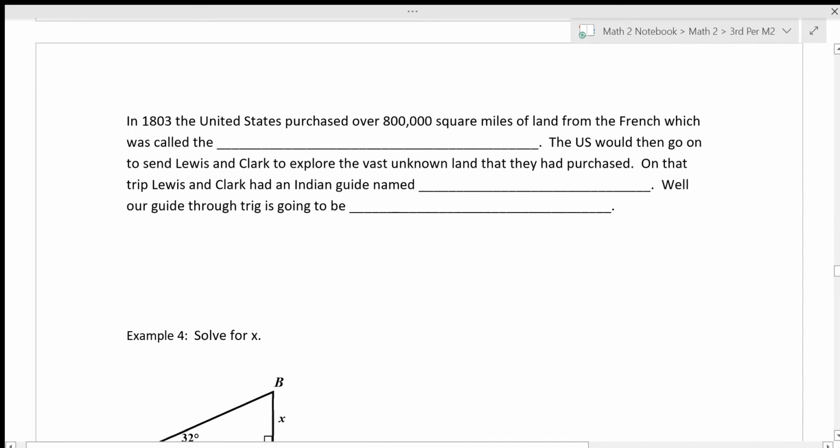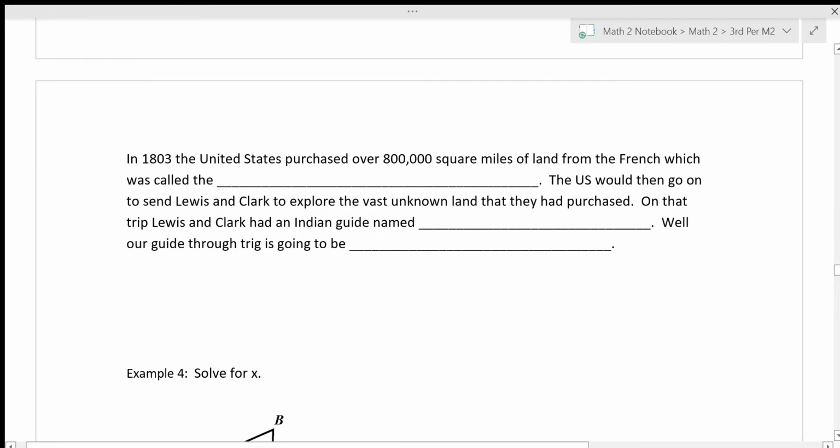You can ask tomorrow. All right, so here's a little story for you guys to give you some background knowledge on these trig functions we're working with. In 1803, the United States purchased over 800,000 square miles of land from the French, which was called the, anyone know what it was called? The Louisiana Purchase.